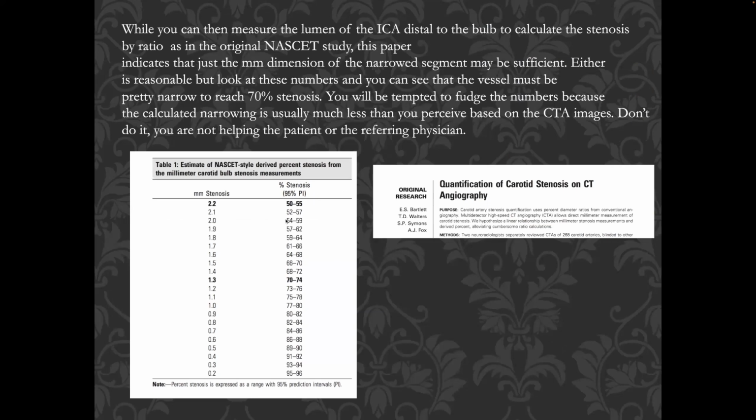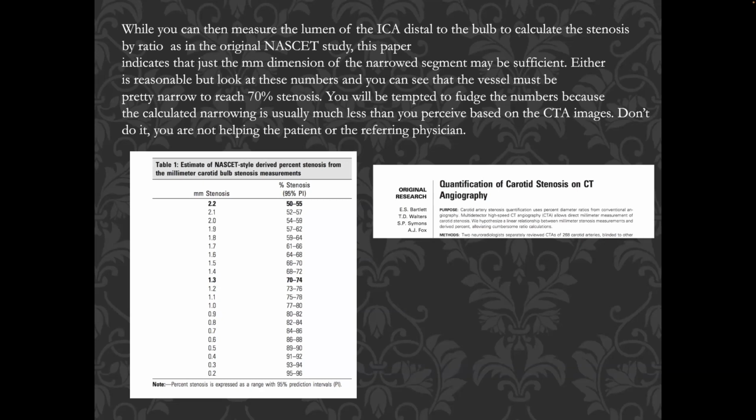Now, this table is something to keep in mind. You don't have to remember all of these numbers, but it's a little surprising when you see a patient on CTA who looks like they have a significant stenosis, and you get a measurement of, say, 2 millimeters, which looks pretty narrow. That correlates with a 54 to 59% stenosis. And you have to get all the way down to 1.3. If you see a dimension of the vessel that measures 1.3, that's the 70% threshold.